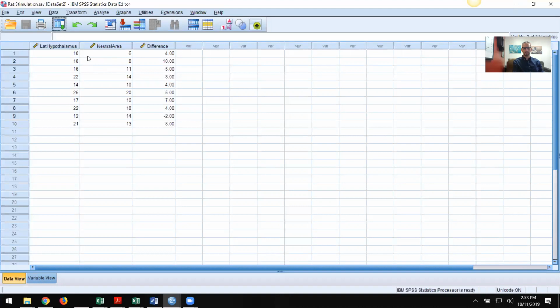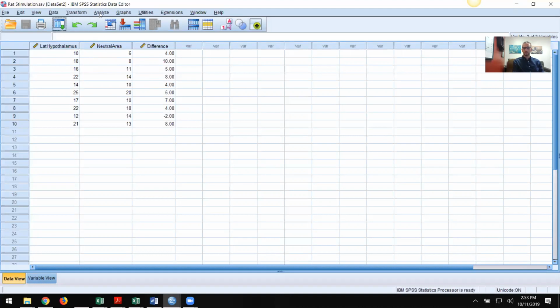It's a paired samples t-test because we're comparing the same rat 1 here versus here, rat 2 here versus here. The point is to ask this question, how much of a difference is there between the two areas? Is there more than a zero difference between the two areas?